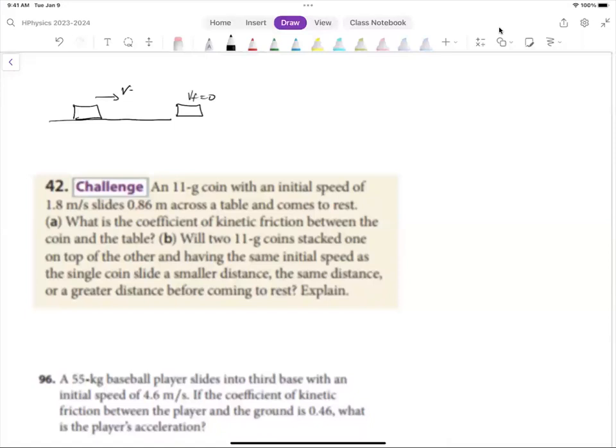Okay. Velocity is 1.8 meters per second. This must have friction. We know that mu sub k is equal to... oh, we don't know what that is. We have to answer the question. Hold on one second, please.